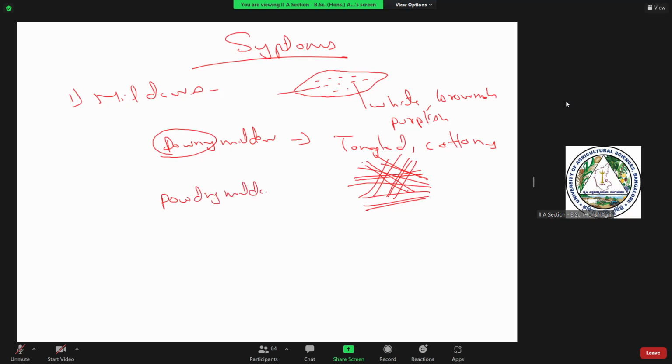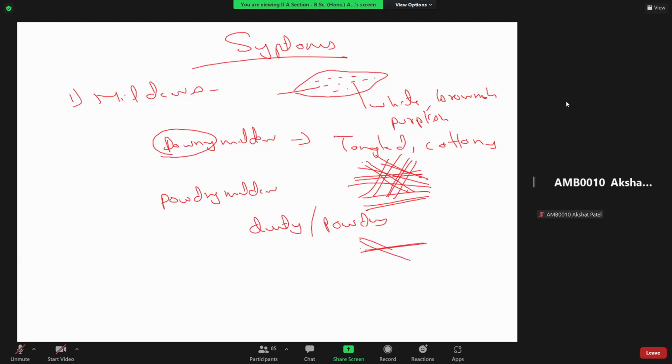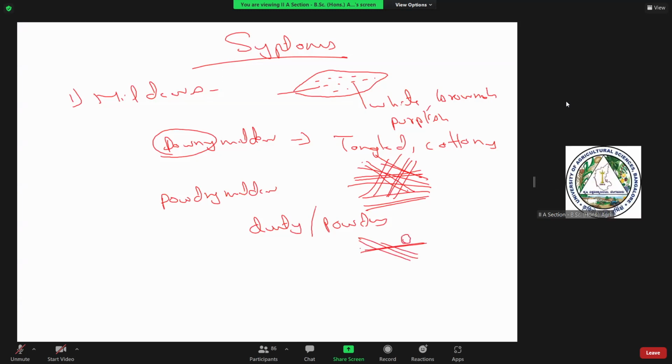These two are very common mildews, which is again a superficial growth of a fungus and appears more like a dusty or powdery appearance. And you'll see some kind of fruiting bodies on that. Fruiting bodies are just like a fruit having the spores in it. So these are two types of mildews. One is a downy mildew and another one is a powdery mildew.